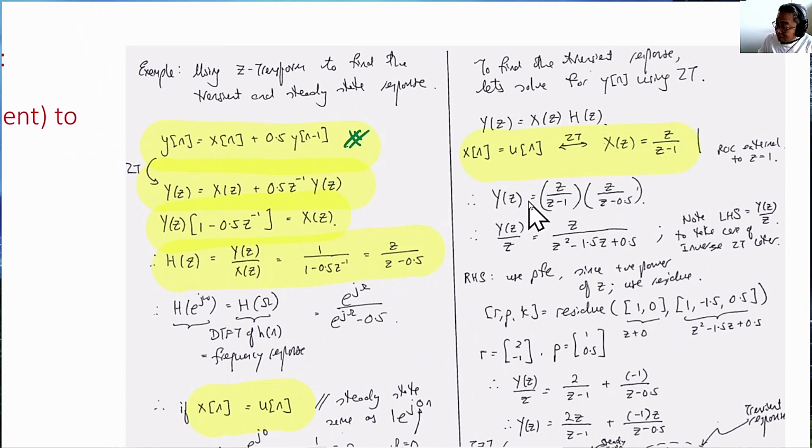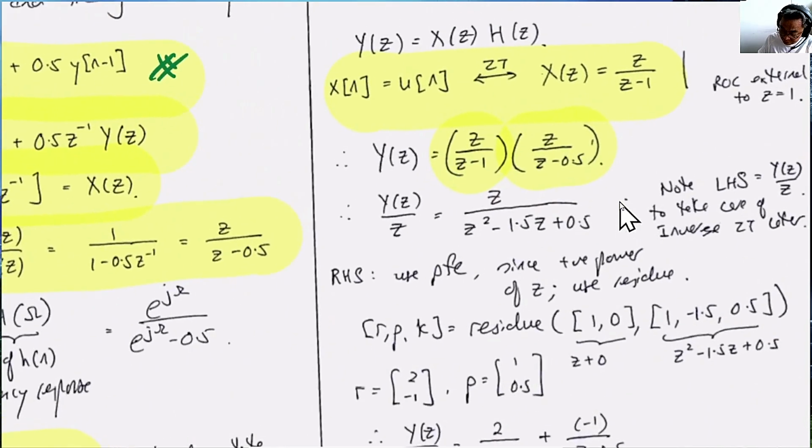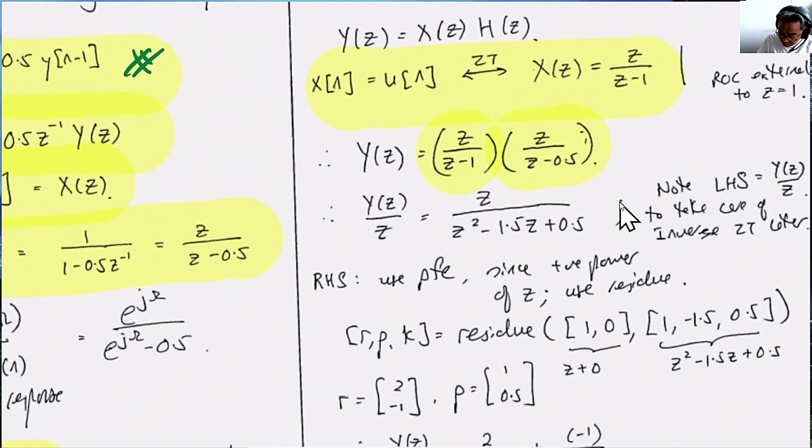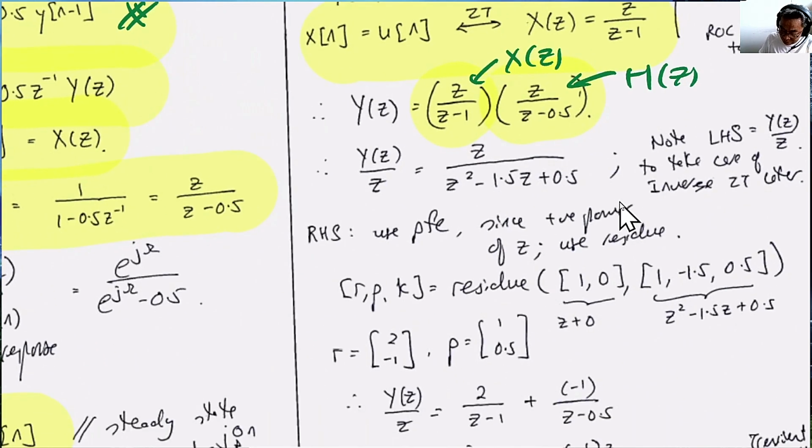Y of z is simply the input, which is z over z minus 1, times the transfer function H of z. So this is H of z, this is X of z. Now what we get is z squared on top, and z minus 1 times z minus 0.5. But remember, the trick to get the inverse Z transform properly is that we have to solve Y over z divided by z first. So we take one of the z and move it down here. We solve the partial fraction expansion using just one single z divided by z squared minus 1.5z plus 0.5. This is nothing but z minus 1 times z minus 0.5.